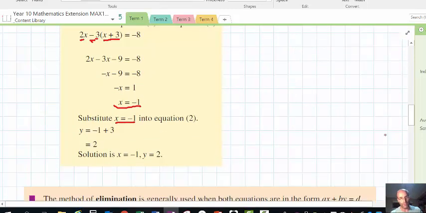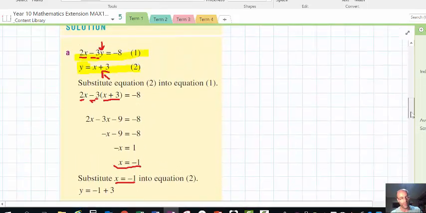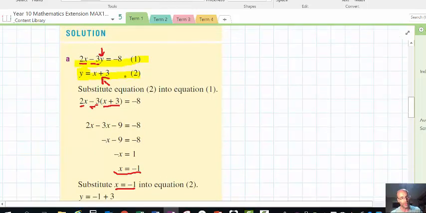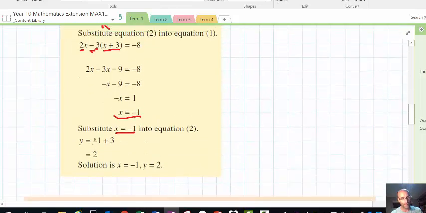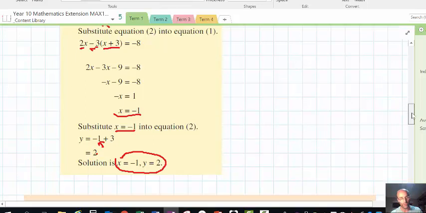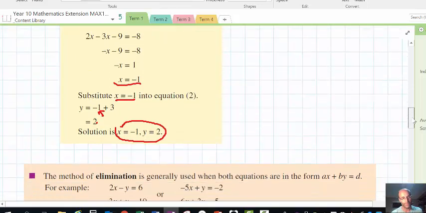Substitute again. You substitute the value of x equals -1 into one of the two equations. It's easiest to substitute it into this one. You could also do that one, but this one is easier, so you might as well go for that one. So we've got y equals x plus 3, but we know x equals -1, so we've got -1 plus 3 is 2. So the simultaneous solution is x equals -1 and y equals 2, and it's also the point of intersection.